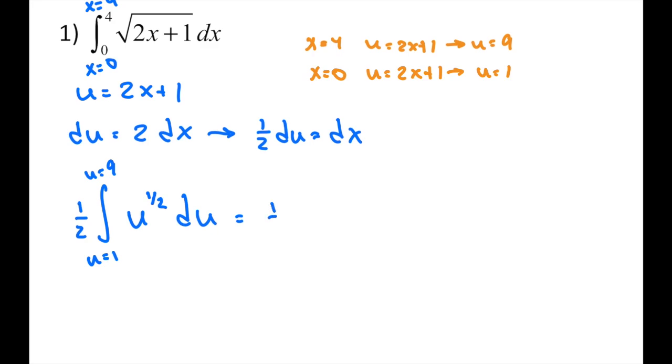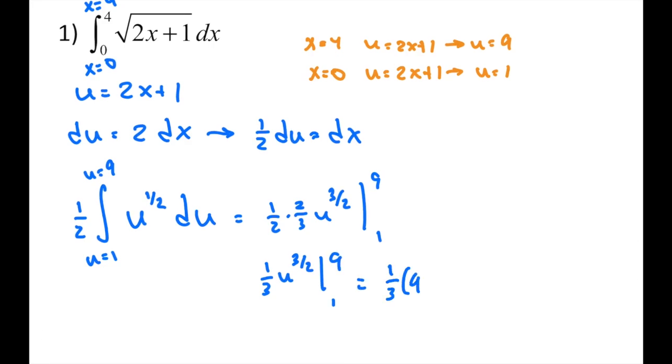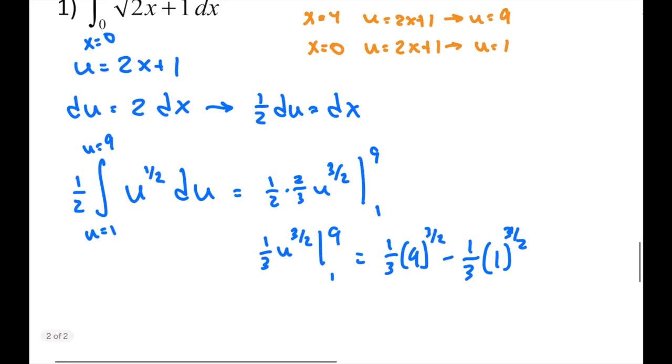We're going to have 1/2. That's going to be 2/3 u to the 3/2 evaluated from 1 to 9. So I've got 1/3 u to the 3/2 evaluated from 1 to 9, and I can sub that in. I've got 1/3 9 to the 3/2 minus 1/3 1 to the 3/2. So that's going to give me 27 over 3 is 9 minus 1/3. And I can get what that is.